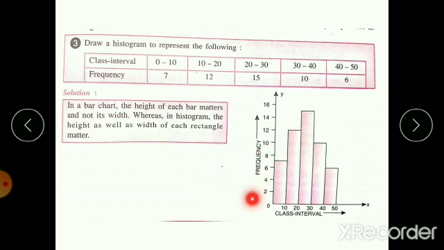Suitable values you can take on the y-axis. You are taking 2, 4, 6, 8, 10, 12. All the values should come here. Next, what is the next step? You have to mark the class interval and the frequency. From 0 to 10, what is the frequency? It is 7. So till 7, it comes in between, right?